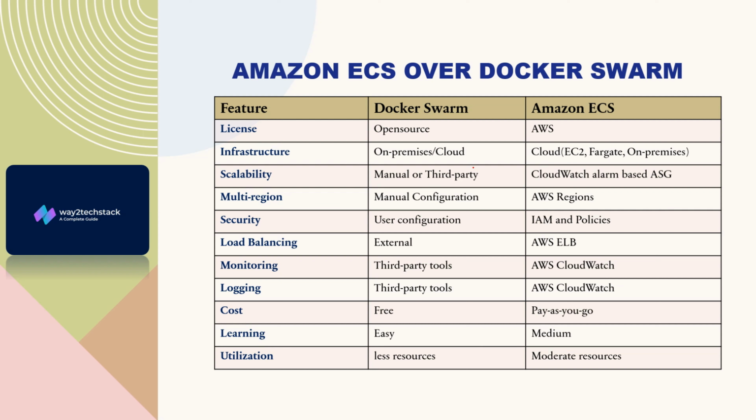Hello everyone. In today's session, let's talk about Amazon ECS over Docker Swarm. Earlier we have learned about Docker engine and then followed by Docker Swarm cluster. Now I need to know why we have to go for ECS of AWS service instead of using Docker Swarm. To understand that, we need to know the limitations of Docker Swarm cluster. As part of it, here we have listed some of the features to compare between Docker Swarm and Amazon ECS.